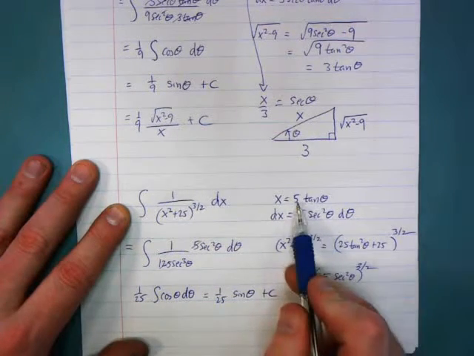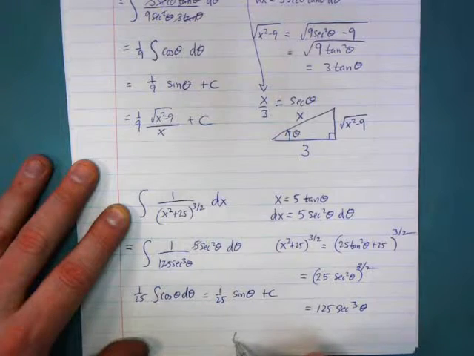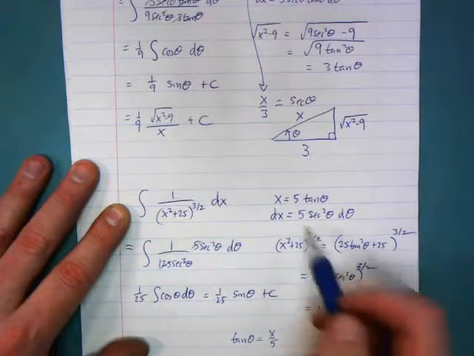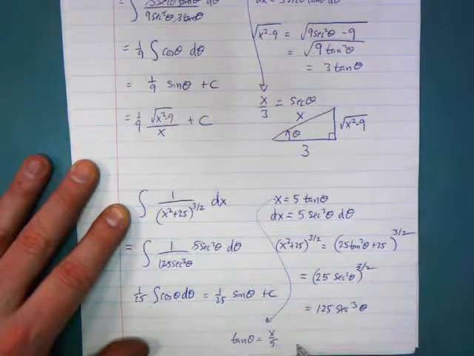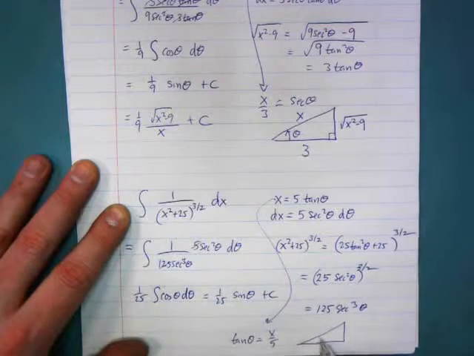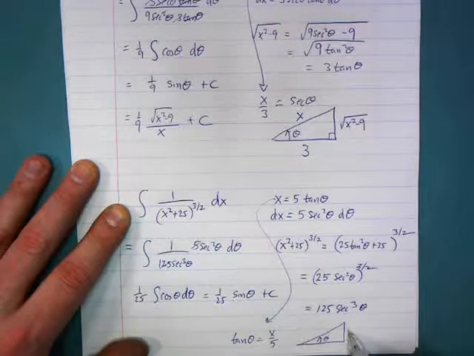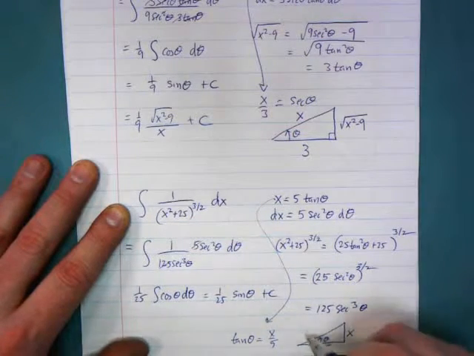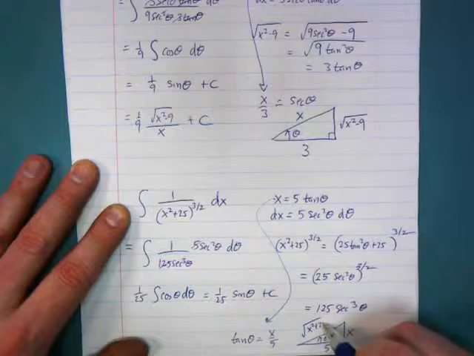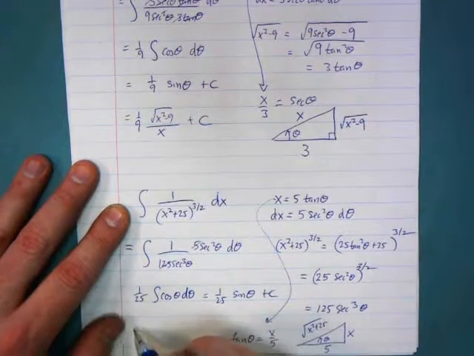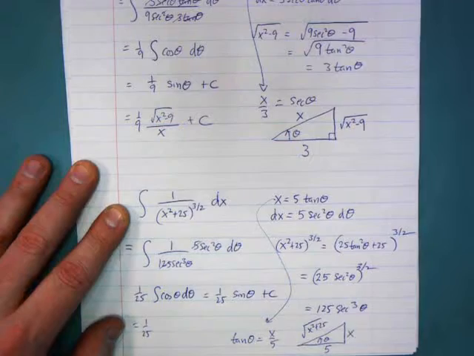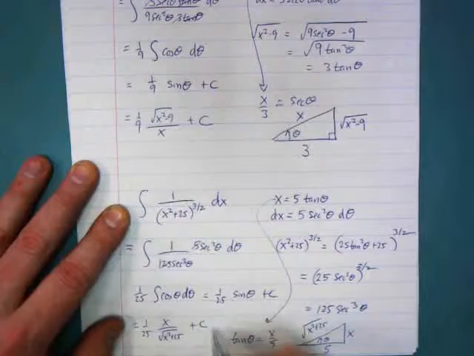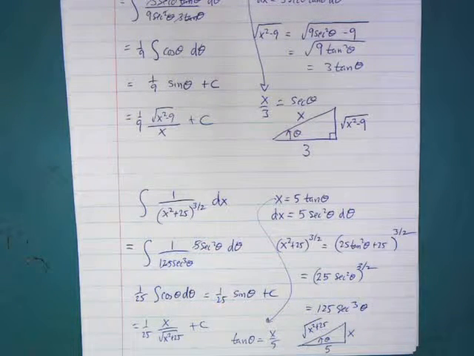And then finally, I need to do the same trick. I have tangent of theta is x over 5 from this equation up here. Draw my triangle. Opposite over adjacent. Square root of x squared plus 25. Final answer looks like 1/25 x divided by the square root of x squared plus 25, plus c.